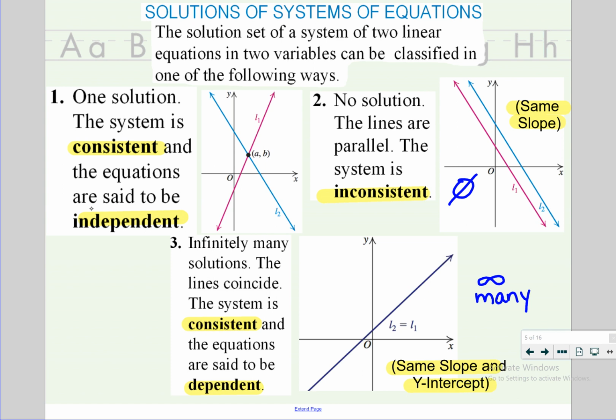Okay, so if you're solving by graphing, you know they're going to be parallel if they have the same slope. You know they're going to be the same line if they're the same slope and the same y-intercept. So you should be able to look at the equations, as long as they're in the same form, and say at least which of these 3 cases it is. Okay. All right. Any questions there?